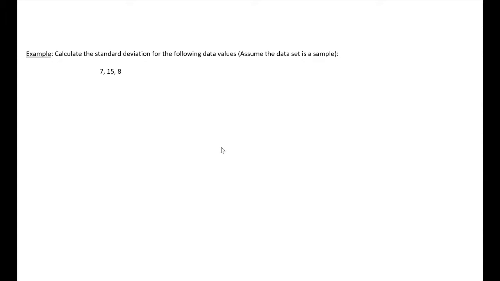Okay? All right, there we go, some examples here. For example, calculate the standard deviation for the following data values. Assume the data set is a sample. So what we're going to do here is the first thing we have to do is calculate the mean, in this case the sample mean. So the sample mean, x bar, will be 7 plus 15 plus 8 divided by 3.